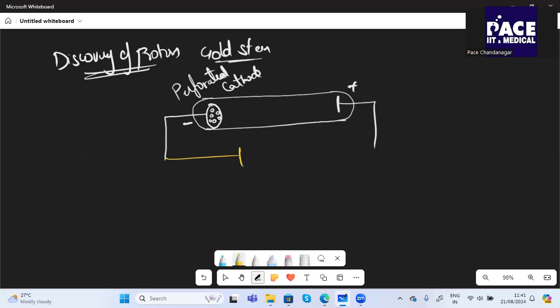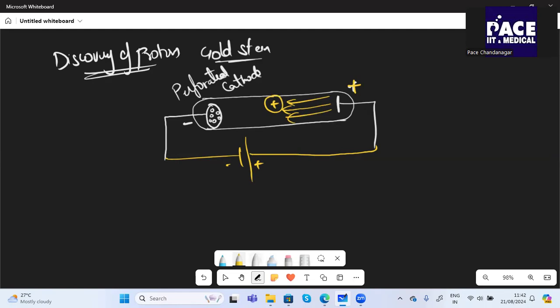And here again, I'm putting a high voltage battery. We also have a vacuum pump. I'm not drawing that vacuum pump, but it will be present to remove the air here. This is the discharge tube I'm using here. Now from the positive terminal, there are rays which come up here with a positive charge on them.